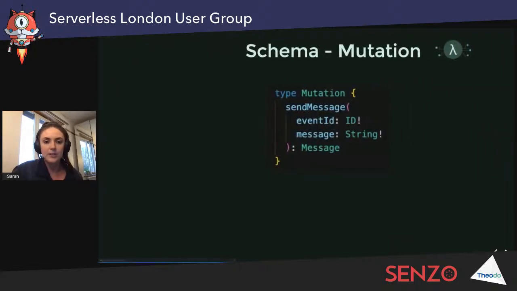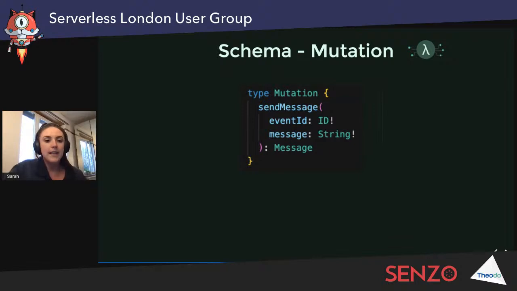And if we move on, then mutations are very similar to post requests in REST. And for this one, if an attendee wants to send a message, then we need to define what event we are sending the message to and the message that we're sending. And then we can return the message back.